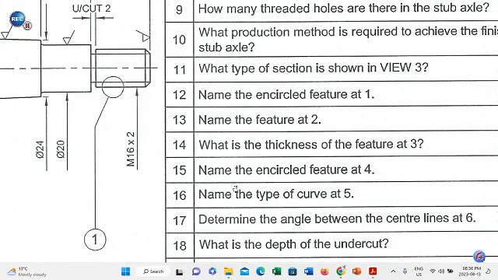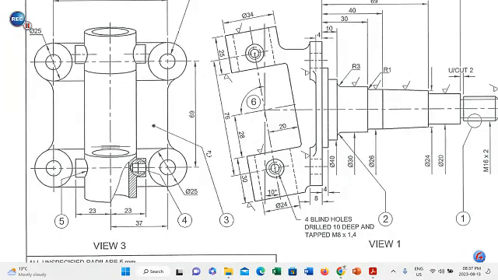Question number 14. What is the thickness of the feature at 3? We are specifically looking at this feature here, which is that area there, and this area over here, which is latched to these 4 circles that you will see here. And these 4 are represented by that part there and this part over here. And this inside part will relate to this part that you will see here. And if you scroll up, you will find that that size is going to be 4 millimeters.